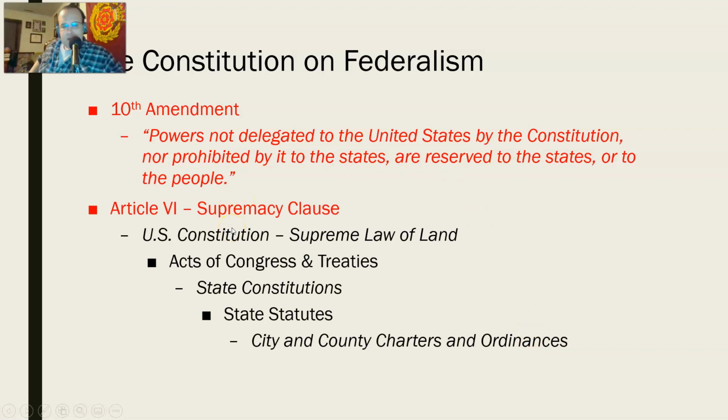So, the 10th Amendment, again, another hint: whenever you see an amendment on this test, on these slides, in this class, in a video, wherever, I promise you, it'll show up on the test. So the 10th Amendment says, the powers not delegated to the United States by the Constitution, nor prohibited by it to the states, are reserved to the states or to the people. So this is the Constitution speaking on federalism.